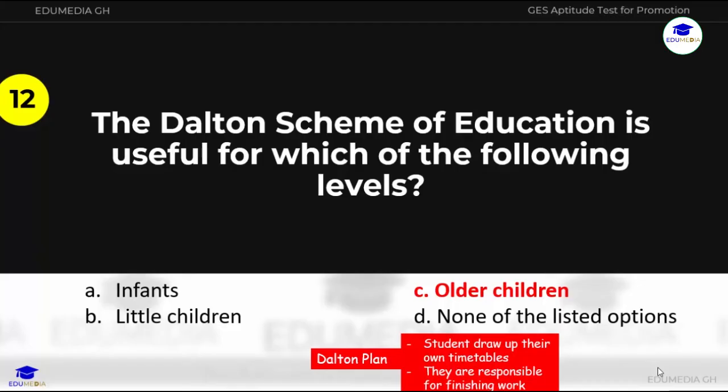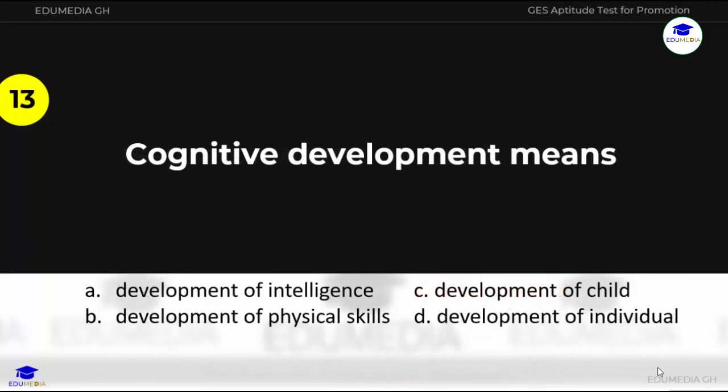Question number 13. Cognitive development means A. Development of intelligence, B. Development of physical skills, C. Development of child, and D. Development of individual. The correct answer here is A, development of intelligence.